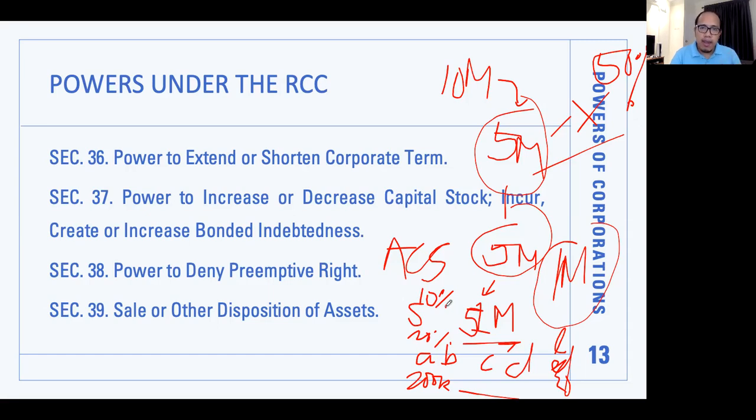Kung walang ganong klaseng desisyon, the general rule is that merong preemptive rights ang mga stockholders. There is preemptive right unless denied. No? Denied. Bago tayo mapunta sa section 39, I have to distinguish preemptive right from the right of first refusal.